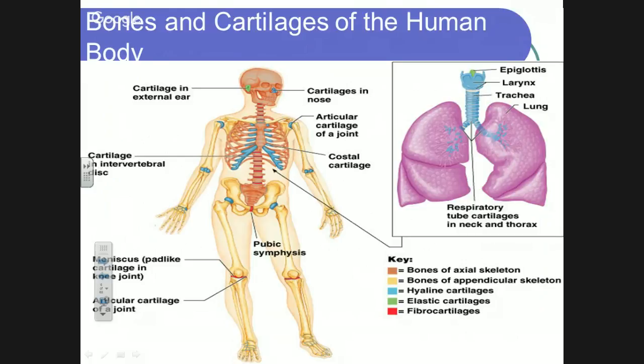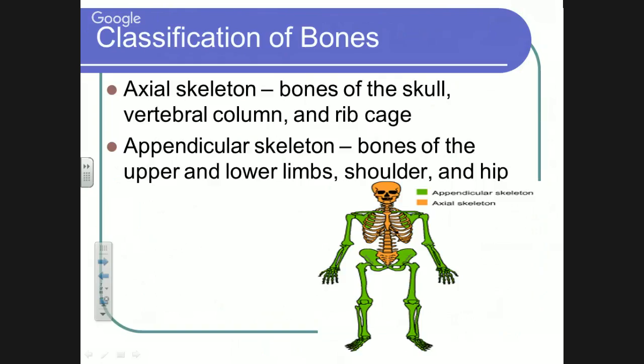Here you can see the epiglottis, the larynx, and then the trachea, and then the bronchi. Here is where you have the rest of that hyaline cartilage. Okay, all right. Now, moving on into bones.